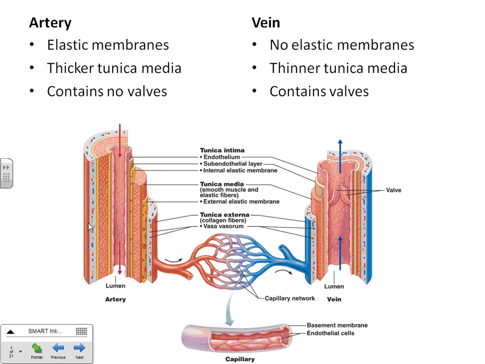Okay, so here's our two pictures, and we have the model that looks like this in lab, right? Here's our artery on this side, vein on this side. Now, first we look at the artery. This outside part right here, this is the tunica externa. The tunica externa is mainly made of collagen fibers.